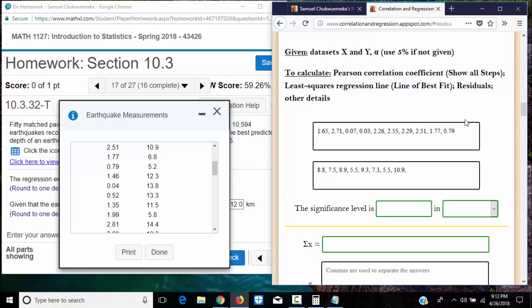1.77, 0.79, 1.46, 0.04, 0.52, 1.35, 1.99, 2.81, and here 6.8, 5.2, 12.3, 13.8, 13.3, 11.5, 5.8, 14.4.